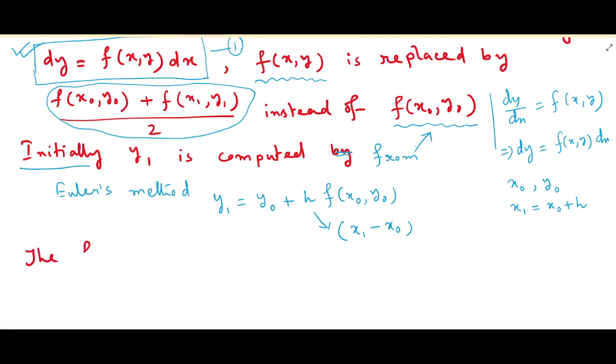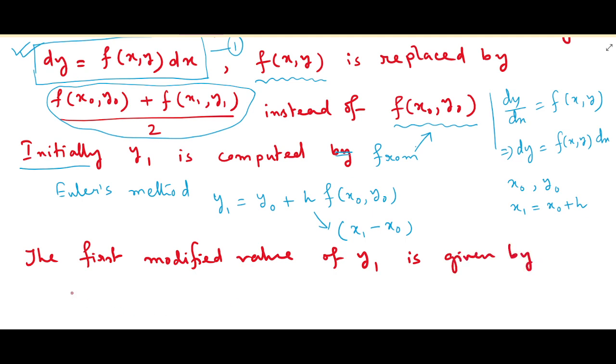Now in the next part, we'll find the modified value. The first modified value of y1 is given by, so this one we are not going to write y2. We'll write it like this, y1 to the power 1. This is just a symbol, not a derivative or anything like that. Since it's modified, we stick to y1 and the power is 1. If we modify it further, then it will be y1 to the power 2, then y1 to the power 3.